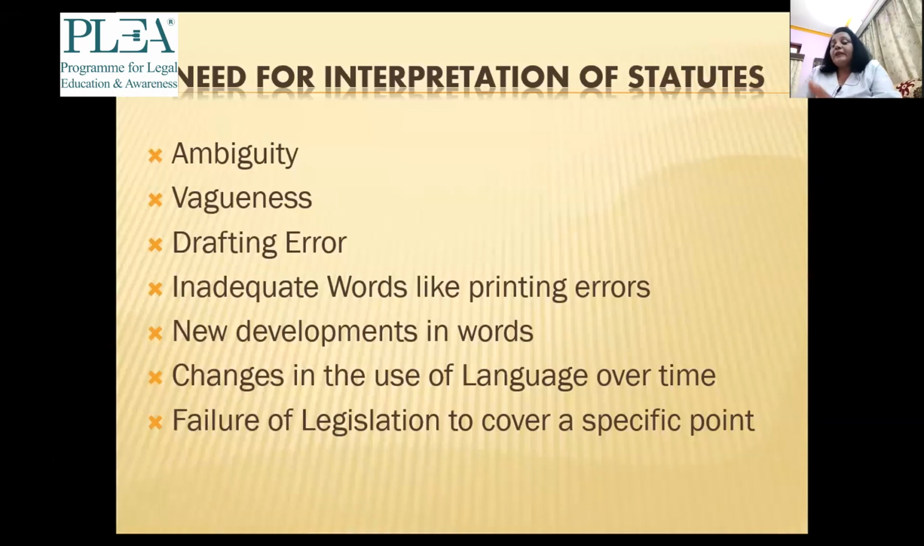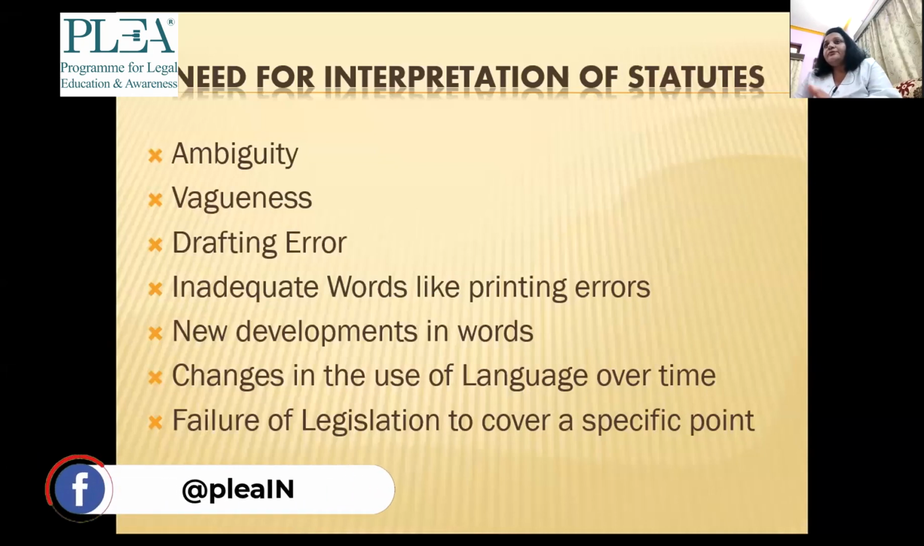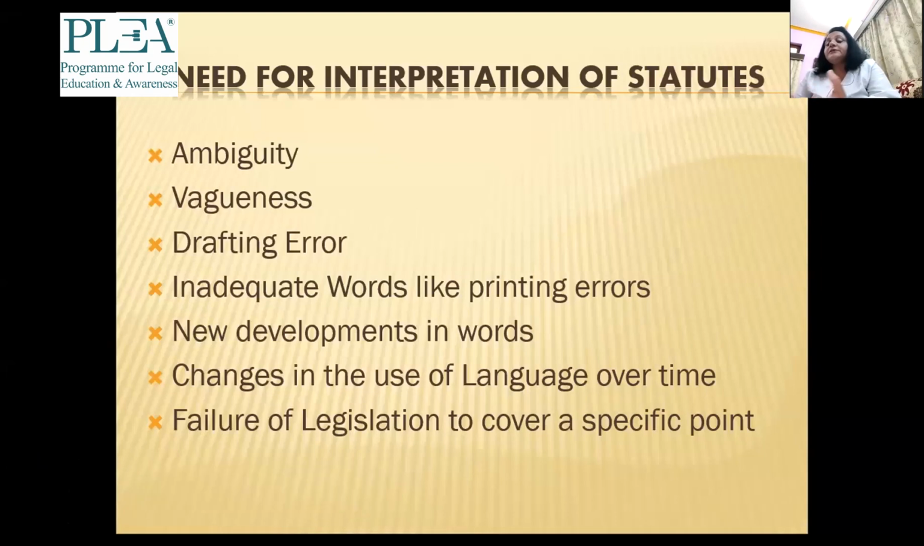Changes in the use of language over time is another reason which led to the need for interpretation of statutes. For example, some years back we were using UK English, but now we have totally shifted towards US English, and many of our traditional English words itself have been replaced by modern legal words. Before that, we were using more and more legal maxims in our legal system, but now the use of legal maxims has come to an end. So change in the use of language also brings the need for interpretation of statutes.